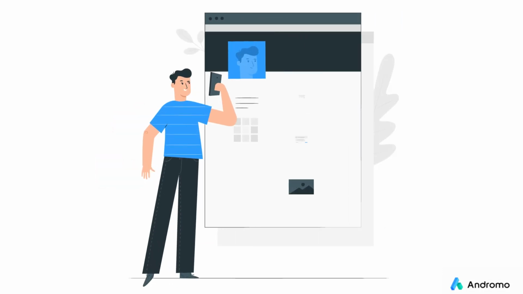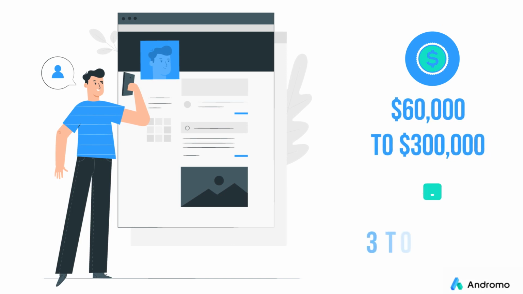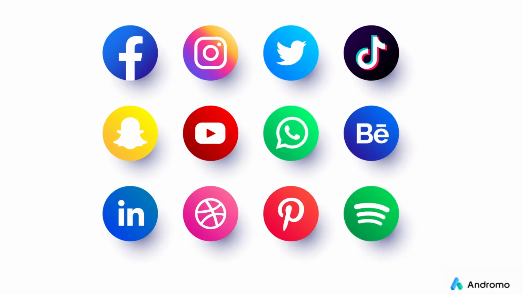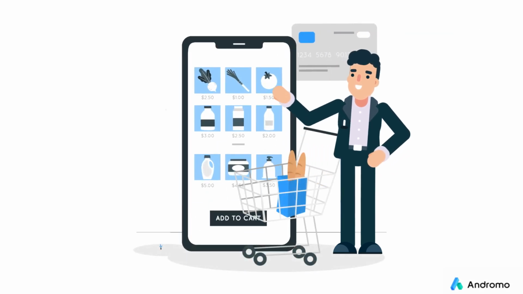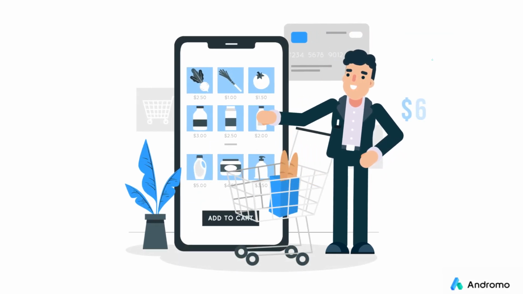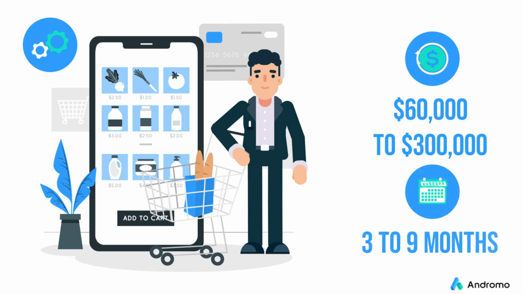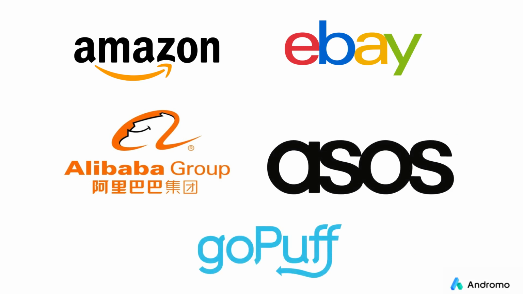Developing a social networking app can cost anywhere from $60,000 to $300,000 or more and take 3 to 9 months to complete. Apps such as Instagram, Facebook, and LinkedIn are examples of successful social networking platforms. Apps for e-commerce, which include online shopping and ordering, typically cost around $60,000 to $300,000 to develop due to the complexities involved in their creation, and they take 3 to 9 months to be ready. Examples of e-commerce apps are Amazon, eBay, Alibaba, ASOS, and GoPuff.